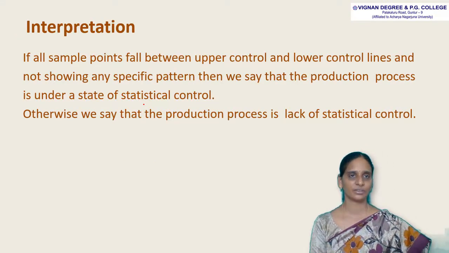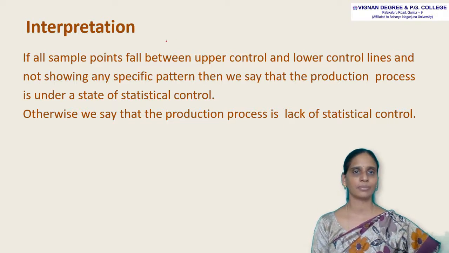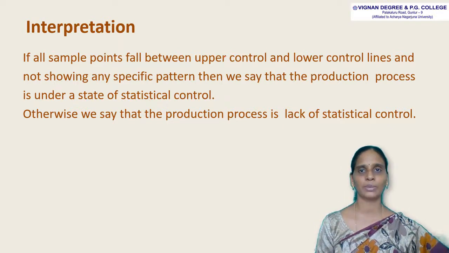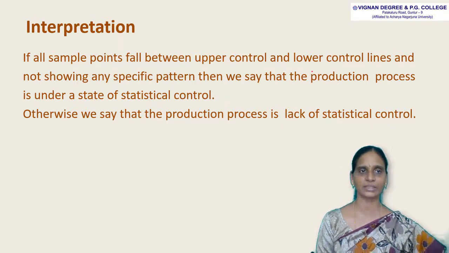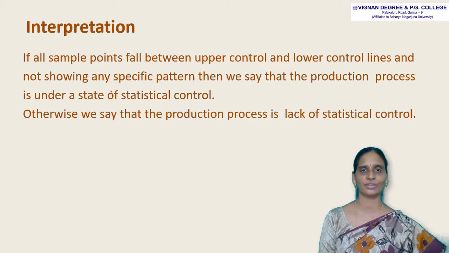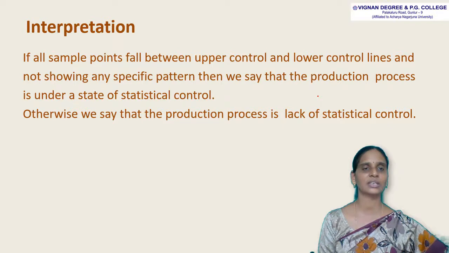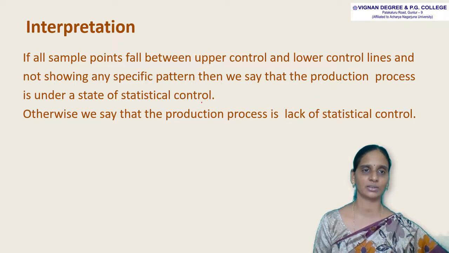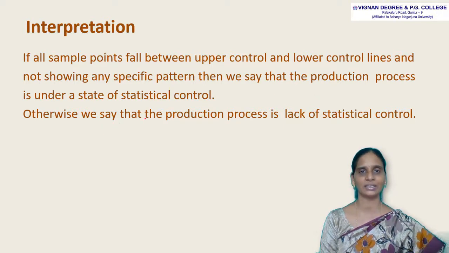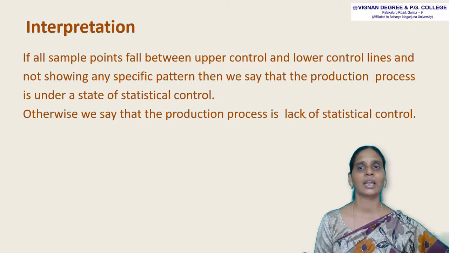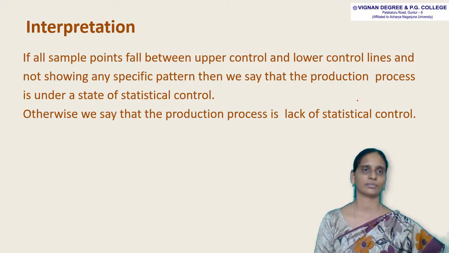And coming to the interpretation. If all the sample points fall between the upper control and lower control lines and do not show any specific pattern, then we can say that the production process is under a state of statistical control. Otherwise, we say that the production process lacks statistical control.